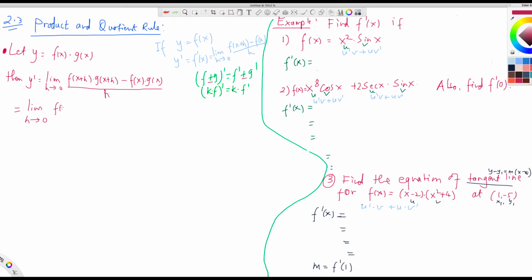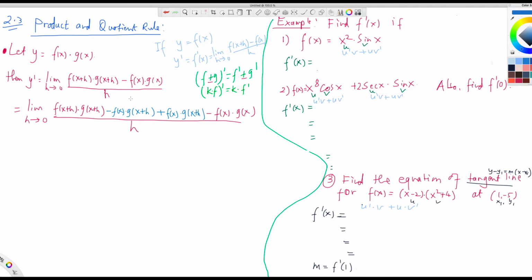So what I'm going to do next is, for the limit as h tends to 0, write the first term f of x plus h times g of x plus h, leave a little space in the middle, and write the last term only: minus f of x times g of x, divided by h. I'm going to use a little trick here. I will add and subtract something there: minus f of x times g of x plus h, plus f of x times g of x plus h.